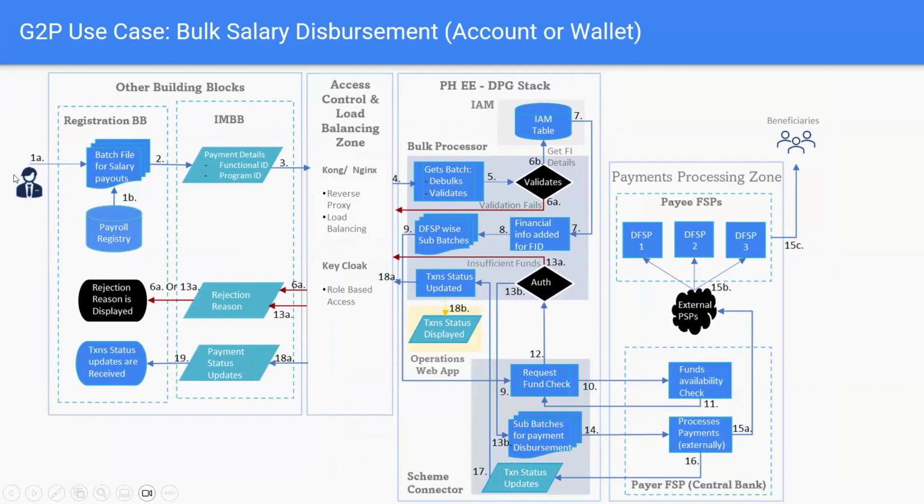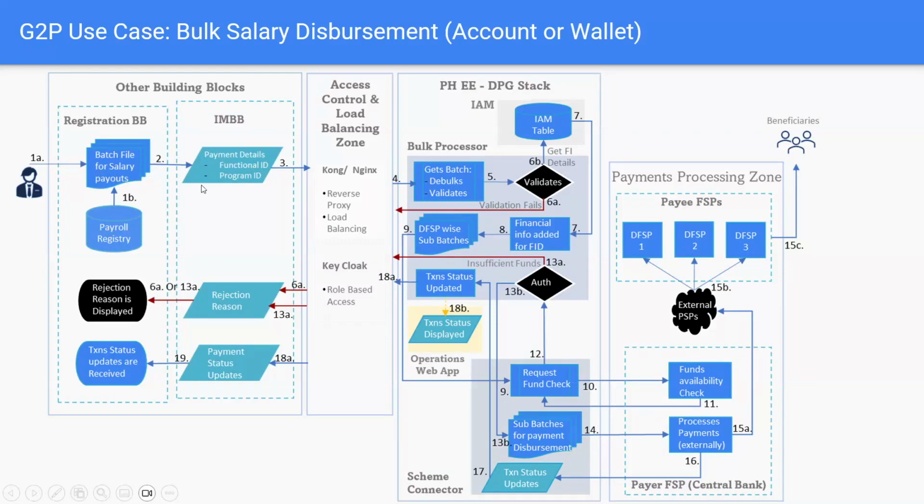So what happens is the government employee logs into the registration building block. It creates a batch, and again that batch could be in the form of an API, it could be in the form of, as we said, a file, but it has a certain standard format on which it is made. The information it gets from the payroll registry. And the only information that is included in that batch is the functional ID and the program ID, apart from other requirements of the API, but these are the only information.